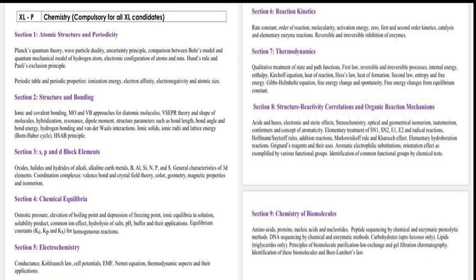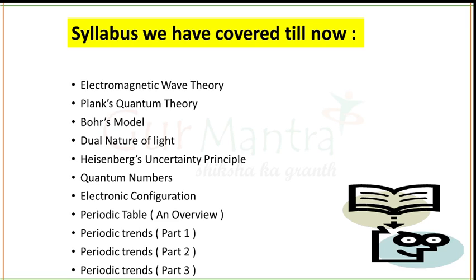So guys, this is our GATE exam syllabus, which is chemistry for Excel candidates, and this is our section 1, which we have studied in the previous lectures, named atomic structure and periodicity. Now we are going to study about structure and bonding, which is our section 2. These are the topics which you can see on the screen. We have covered these topics in the previous lectures.